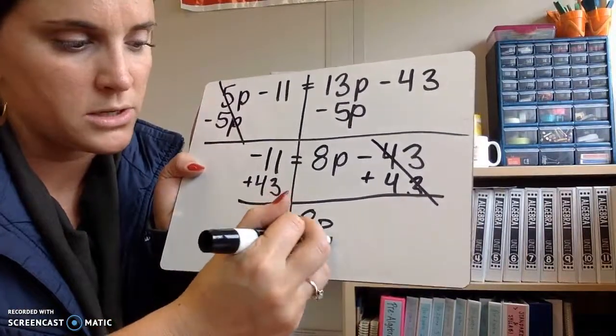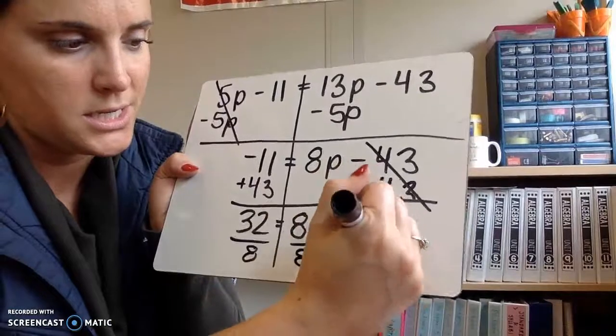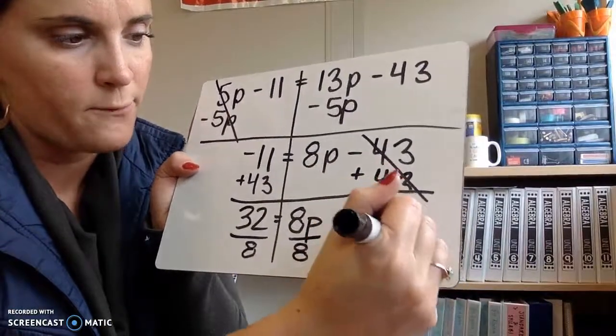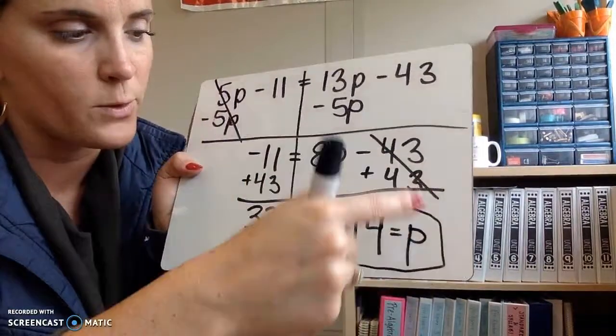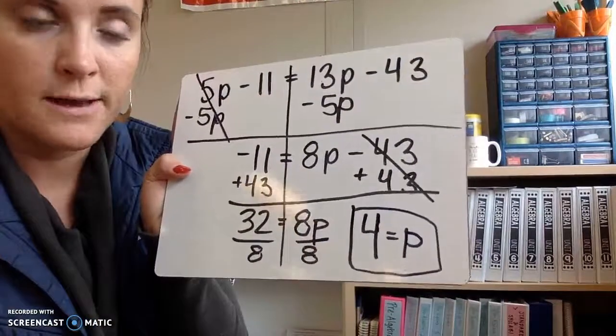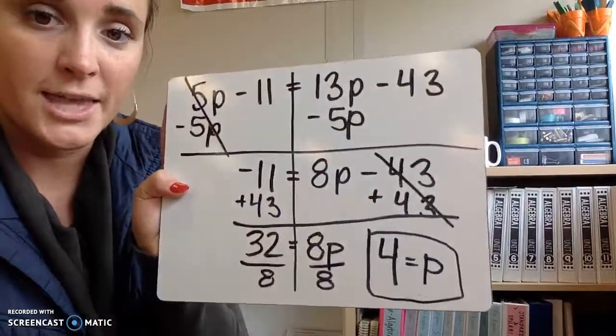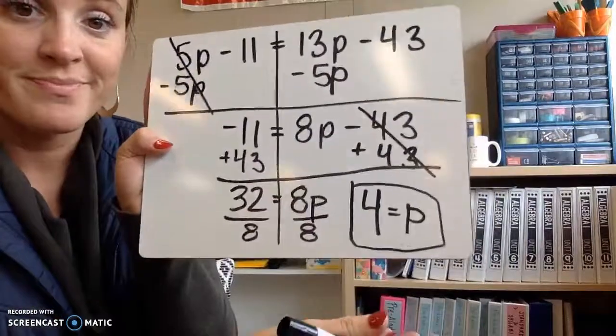All right, what is 32 divided by 8? Hopefully you're thinking 4, and you've already written it down before me. P equals 4, or 4 equals p. The order does not matter. You're okay. All right.